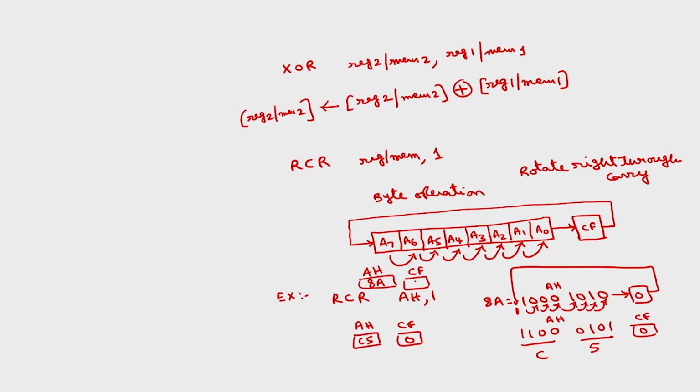So, for multiple bit rotations, for single bit rotation we have to mention 1, for multiple bit rotation you have to write RCR register slash memory comma CL. So, whatever you have stored in CL, that many number of times the contents of this register or memory will be rotated to the right. Exactly the same operation, but here with CL.